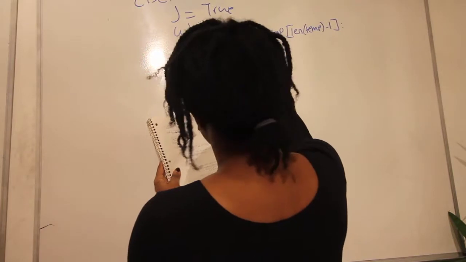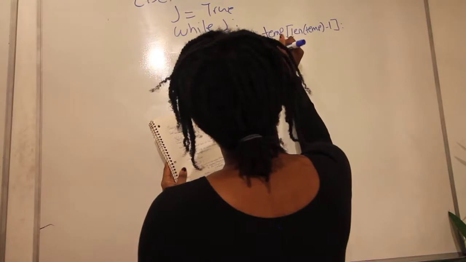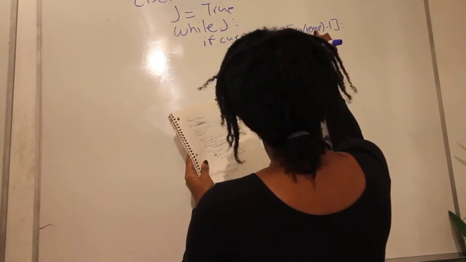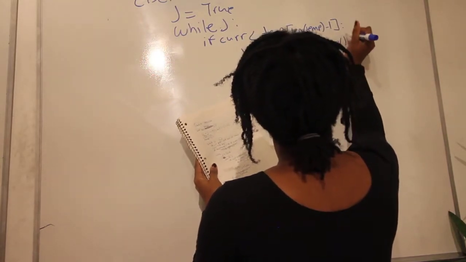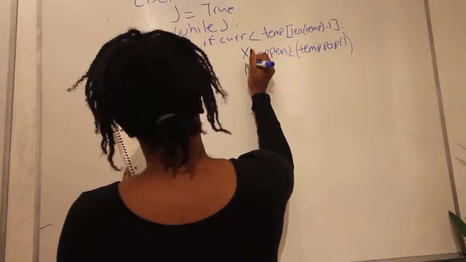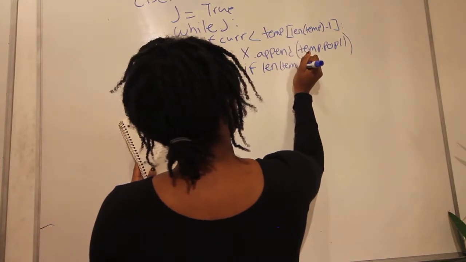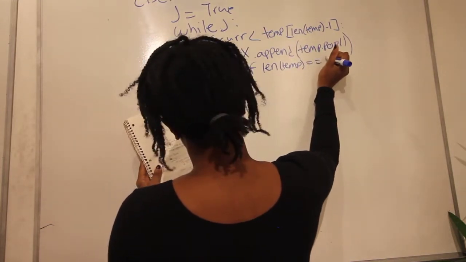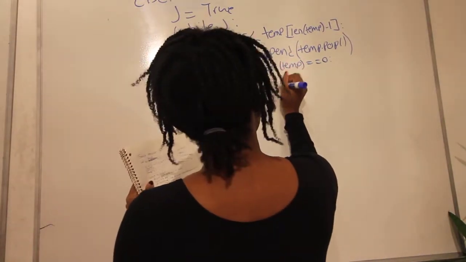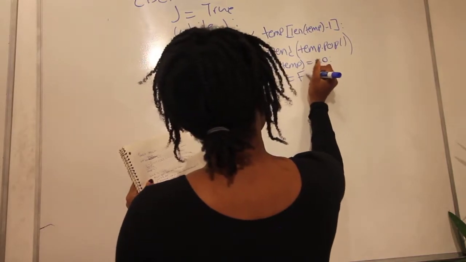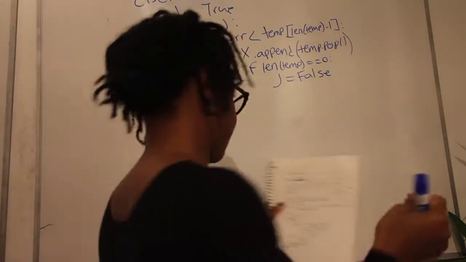So we're gonna have x dot append temp dot pop. So that popped off the end of the list. And then we're gonna do another if statement inside. So if length of temp equals 0, we're gonna stop the while loop. j equals false. So that's once the temp is empty.